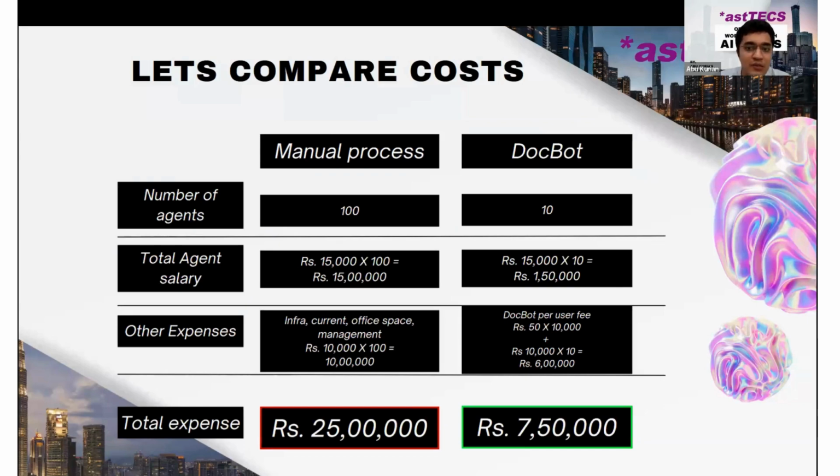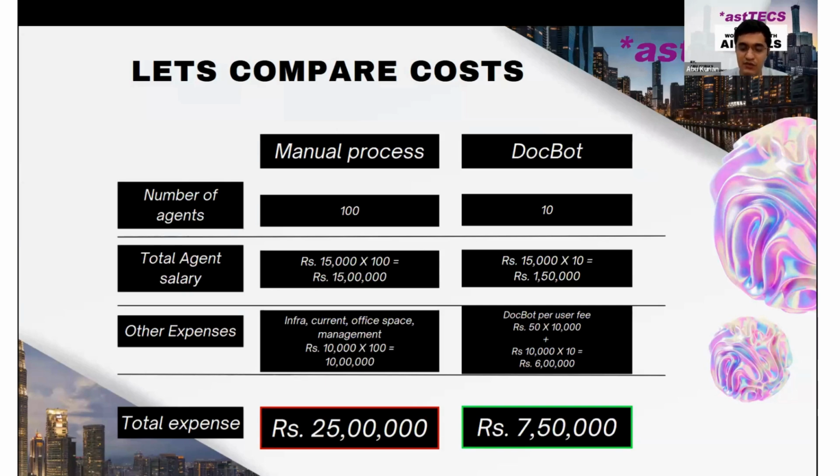But then you look at the document collection bot. What happens is the number of agents would be 10. And I'm talking about a document collection bot where you have a manual verification process, wherein a human is still verifying it. Apart from the verification, everything is automated. So already your manpower cost comes down to 10 people. Now, when you calculate their salaries compared to the 15 lakh salary, here you're paying 1.5 lakhs.